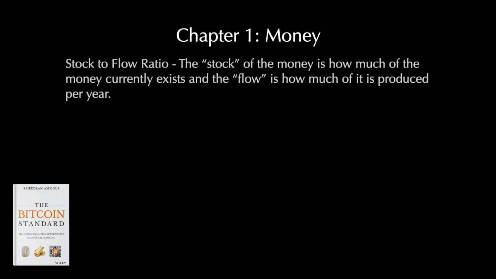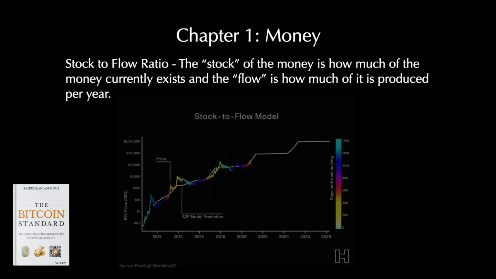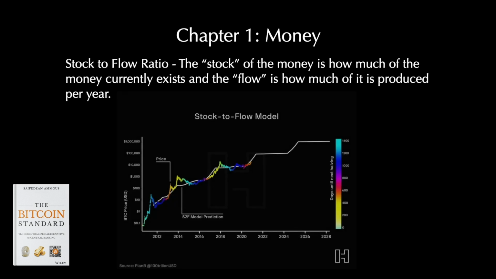The stock of the money is how much of the money currently exists, and the flow is how much of it is produced per year. Think of stock as all the gold in all vaults around the world, and the flow is how much gold is mined per year. It is no coincidence that gold was chosen as money, but instead it was chosen because it had the highest stock-to-flow ratio, meaning it was the hardest asset to create more of relative to its existing supply. The best money has a high stock-to-flow ratio, meaning it is the hardest to make more of.